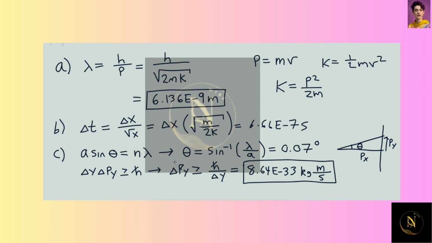So the hardest part here is relating the geometry of the situation to understand what py will be. That's the tricky part. So once we have our delta y, we can find py. Okay, so those are the main results. Found lambda, found the delta t, and we found the uncertainty in momentum in the y direction. And that's it.